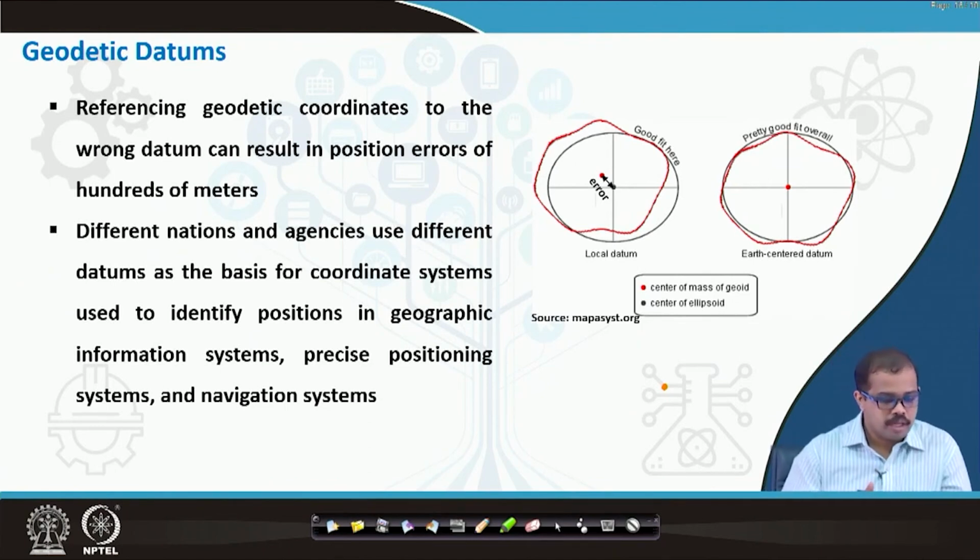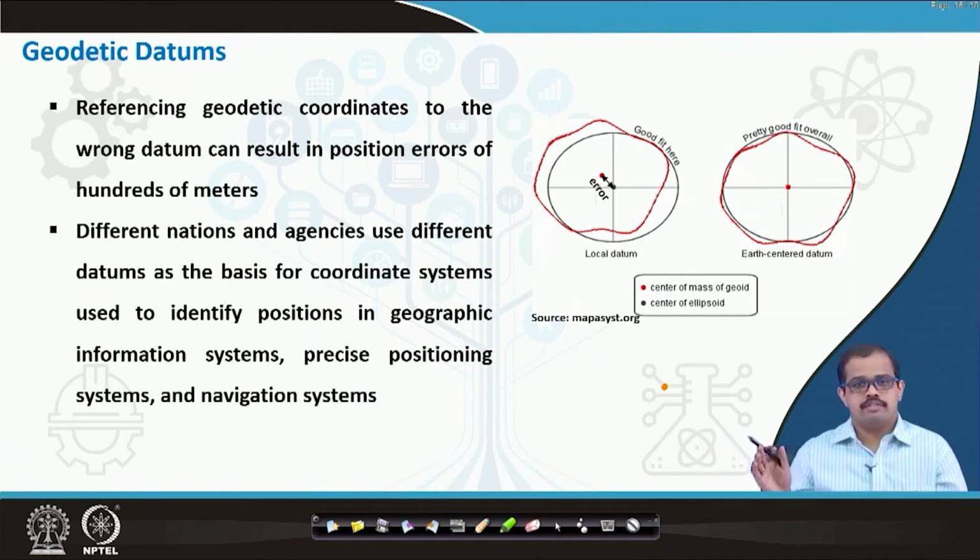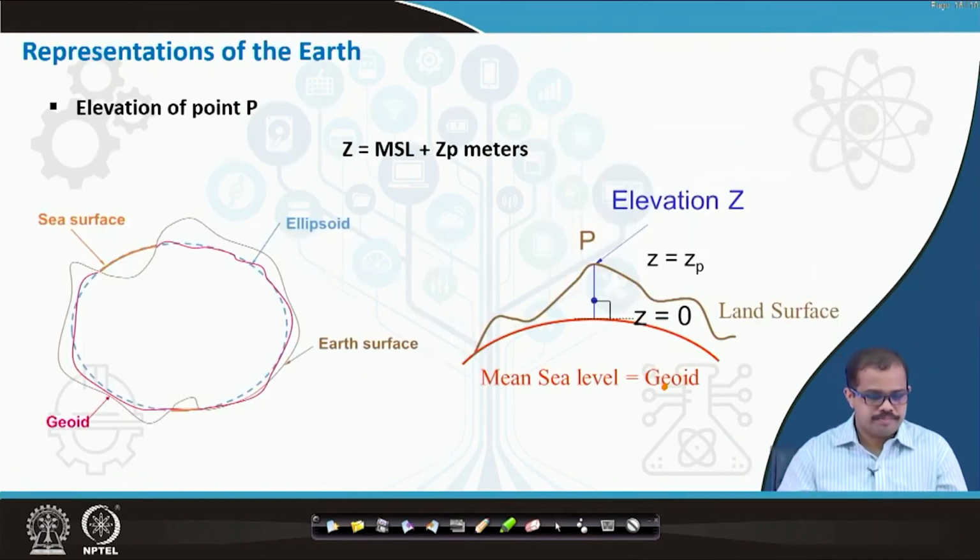Different nations and agencies use different datums as the basis for coordinate systems used for identifying positions in a geographic information system. So please remember this. Whenever you are looking at a datum, it can be any of several different datums, but you can always convert it to the datum that you are looking at.